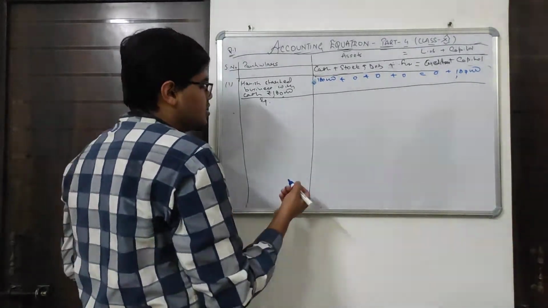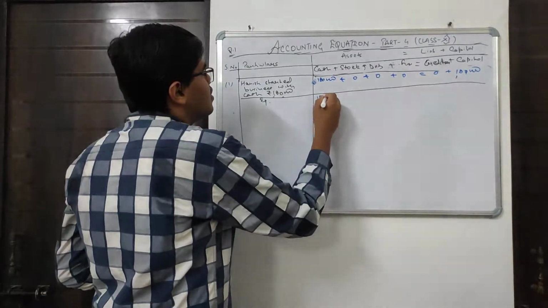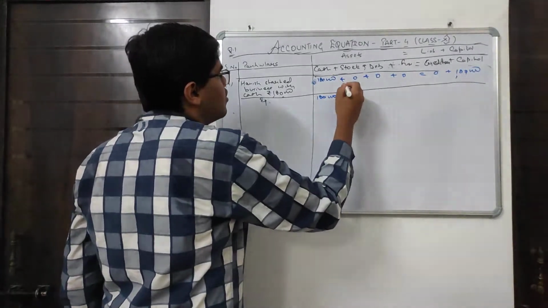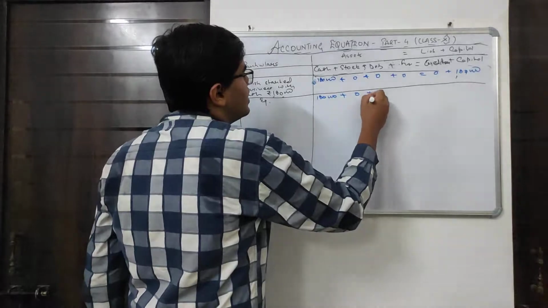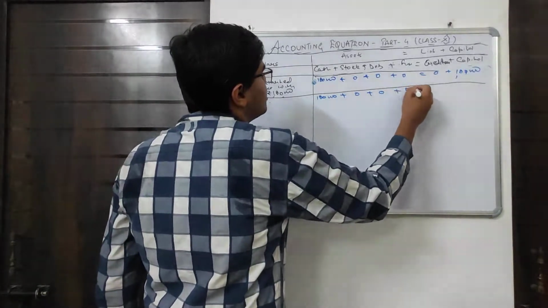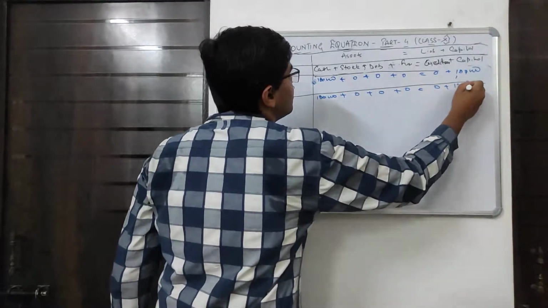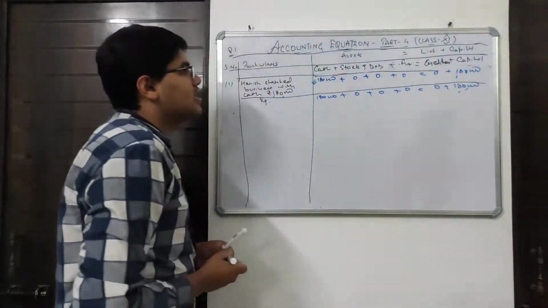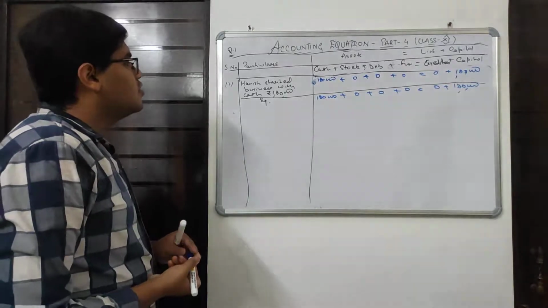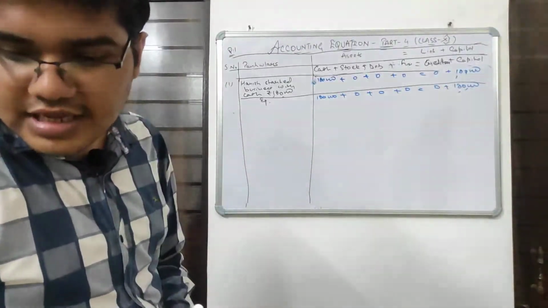1,80,000 it will be in cash. Stock no effect, debtor no effect, furniture no effect, creditor no effect, and 1,80,000 it will be in the capital. Now moving on to our next transaction.